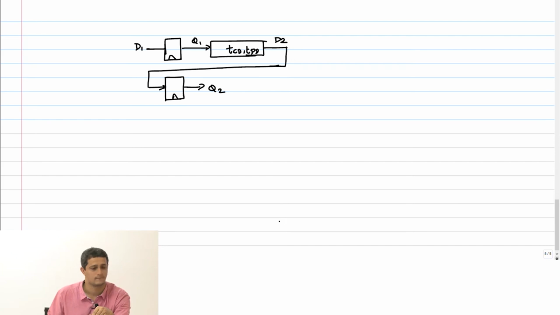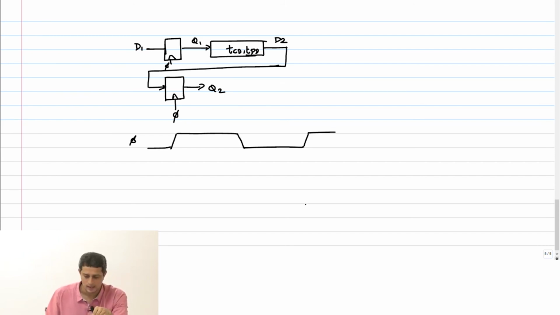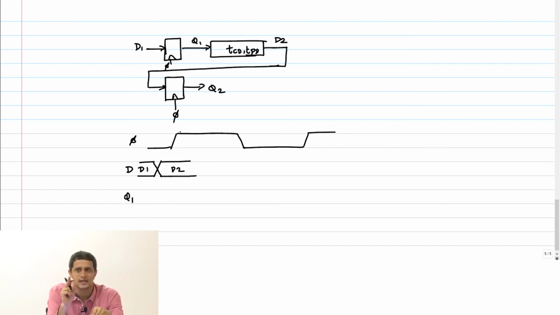This is Q2. This is again 5, 5. So what I'm doing here is my clock is going high. Forget about the other edge. And data on D has changed. This is D1, this is D2. Q1 starts changing at T_CCQ.